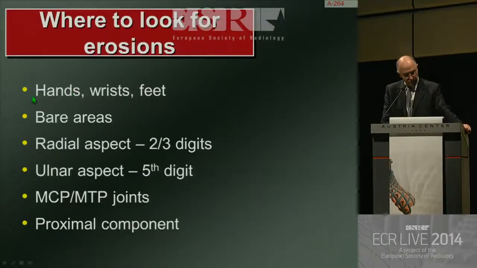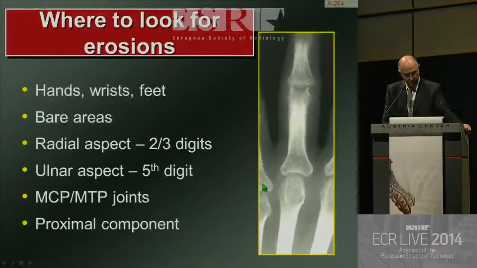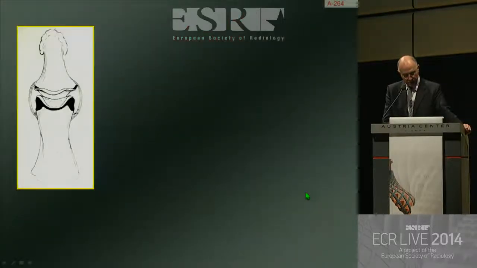Well, you're going to look at this area called the bare area, and the bare area particularly in the MCP joint, and more importantly in the proximal part of the MCP joint. This is what we're talking about. This is the MCP joint, and you'll notice on the radial aspect there's obvious erosive disease compared to the ulnar aspect, similarly here, and the bone is irregular because there is synovitis eroding bone.